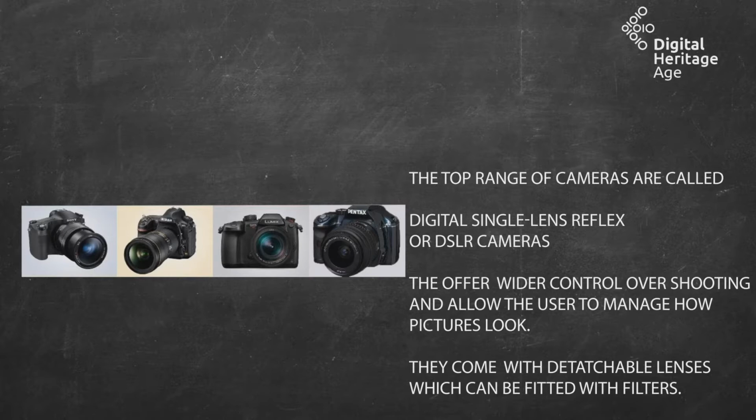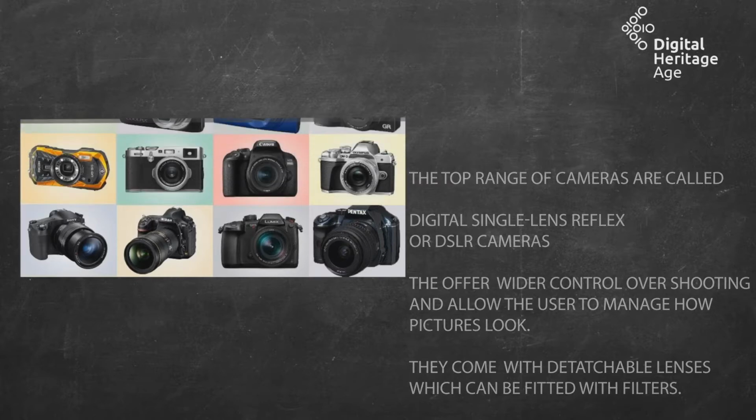These are your top end cameras. They offer a wider range of control over your shooting, how you control the light and how you control the scene that you're trying to create a picture from. And they generally come with detachable lenses, so you can change in and out the lenses and apply filters to these lenses as well.